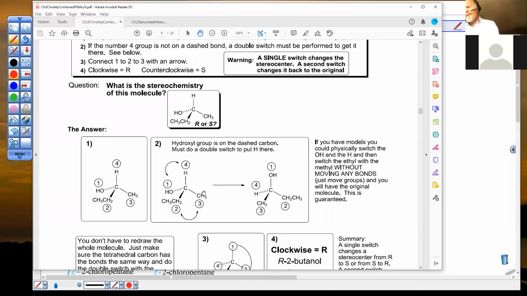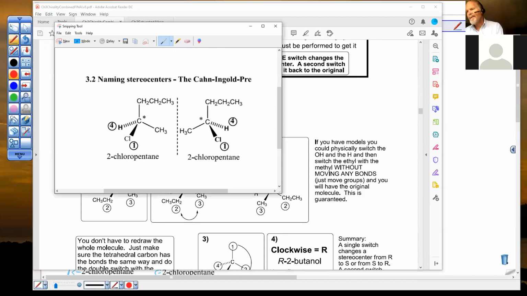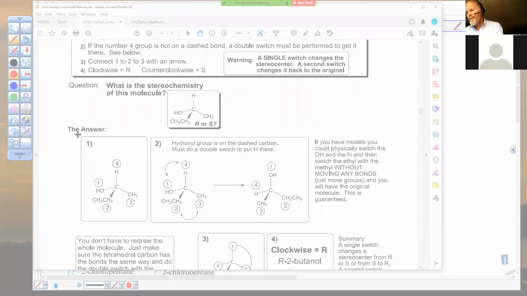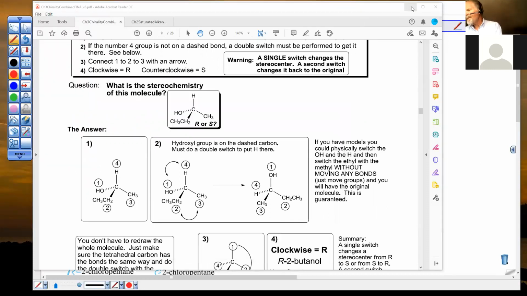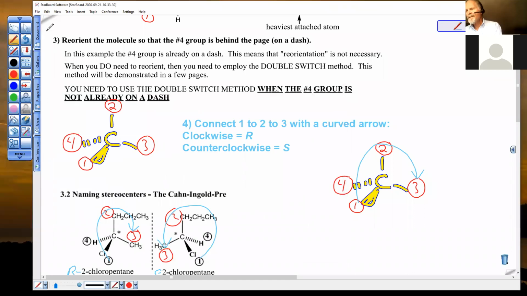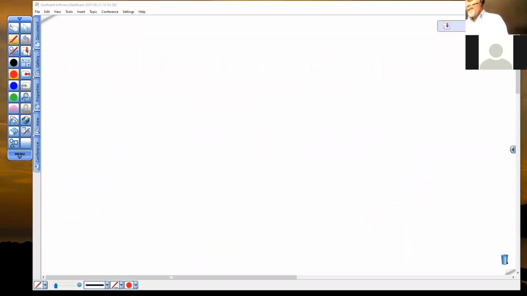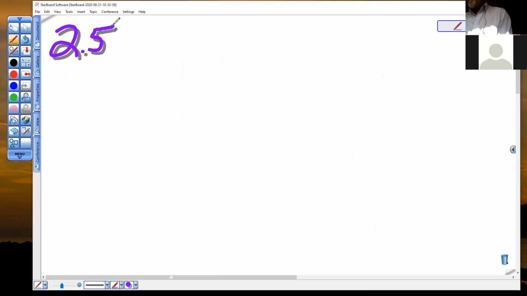Now, when you do your answer, you don't have to do it this way. In fact, I'm going to steal this. You don't have to redraw the molecule. That would be very time consuming. Let's minimize. This is section 2.5. It's called the double switch.